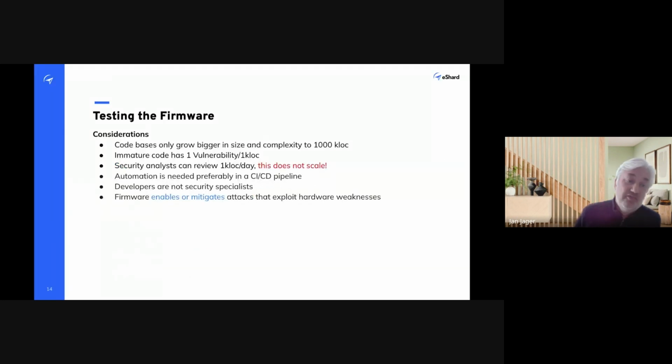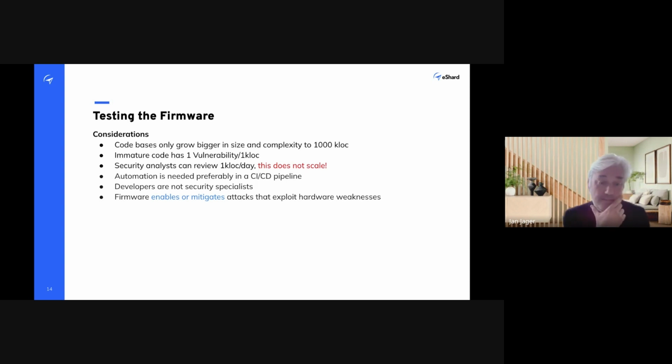So, testing the firmware. I have a few considerations here that I want to tell you before getting into the details about testing the firmware. Code bases only grow bigger in size and complexity, and that has really grown over the last years. I have a few examples later on in this slide about what has happened in the last, let's say, 20 years. But what you need to think about is that immature code usually has one vulnerability per 1,000 lines of code.